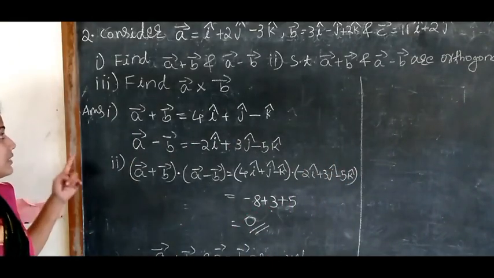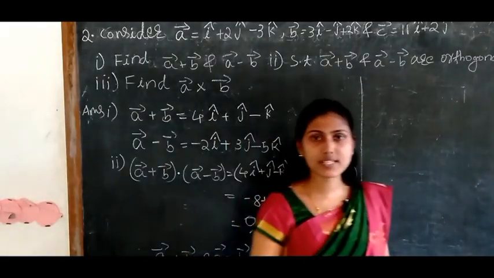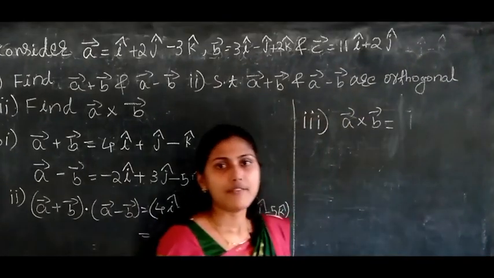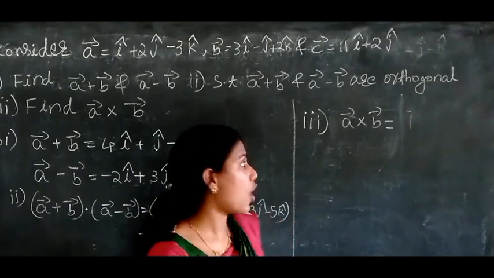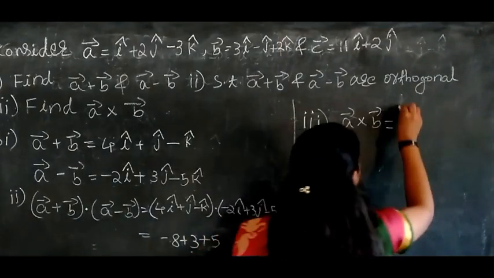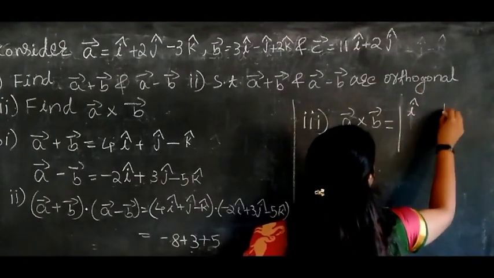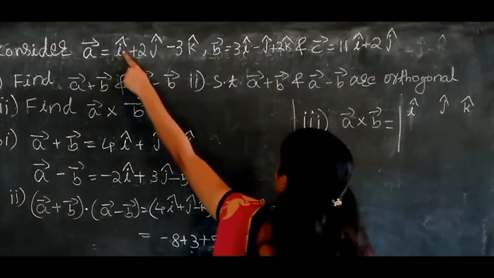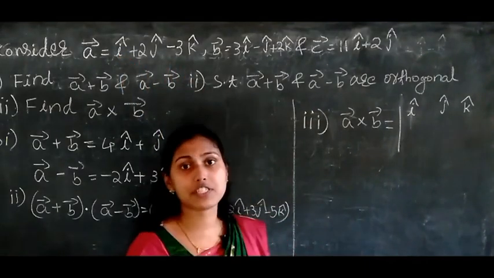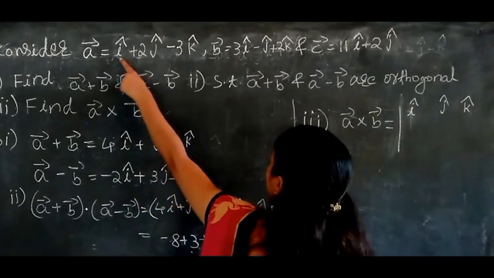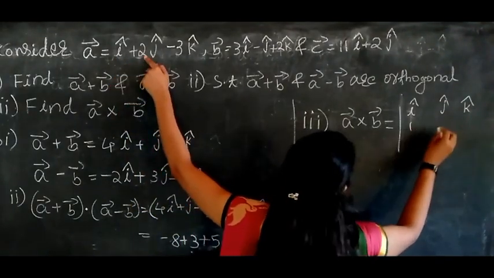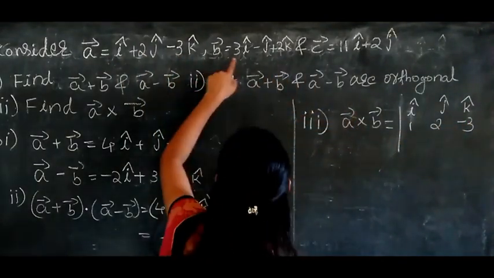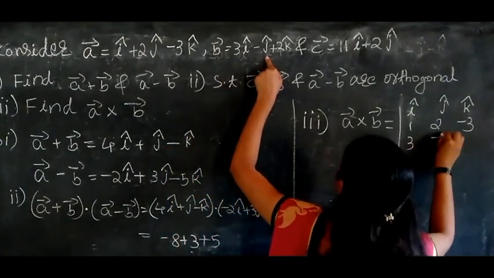Now we can go to the third sub question, that is find vector A cross vector B. We know that vector A cross vector B is the determinant of these two vectors, that is the determinant of i cap, j cap, k cap, then vector A, that is the coefficients of the vectors, here it is 1, 2, minus 3, and we have to write the coefficients of vector B, that is 3, minus 1 and 2.